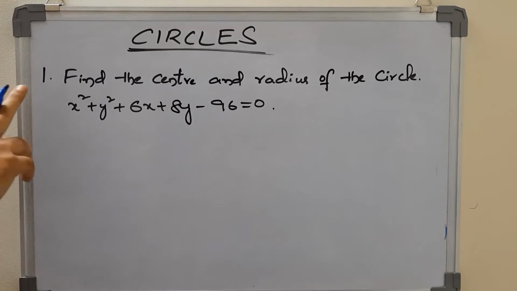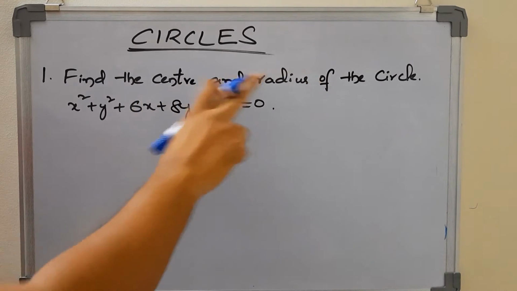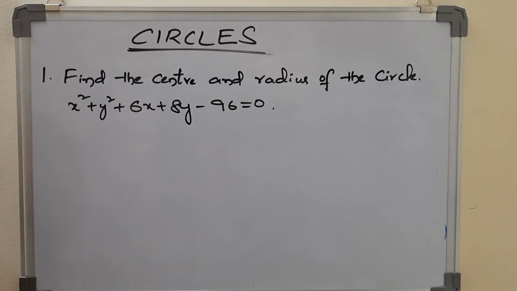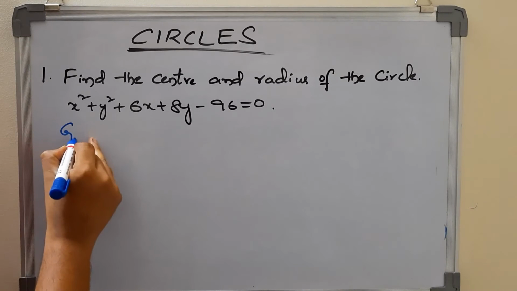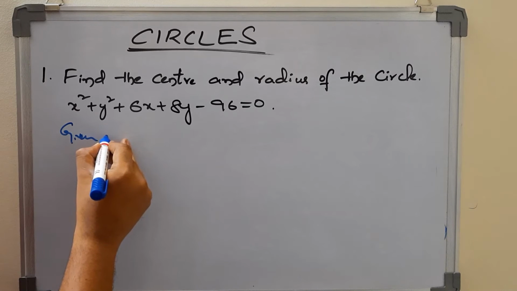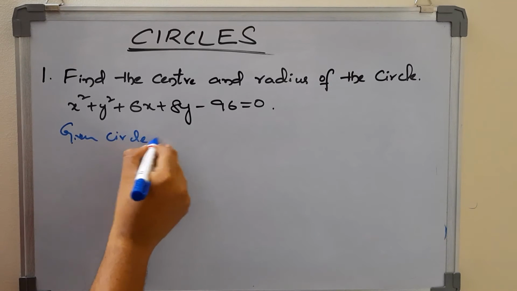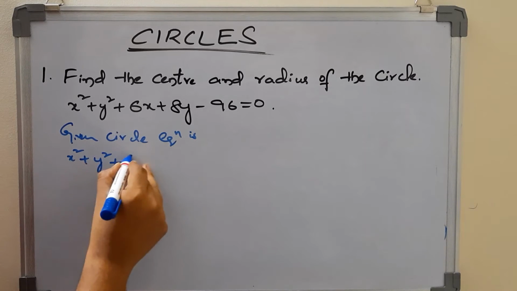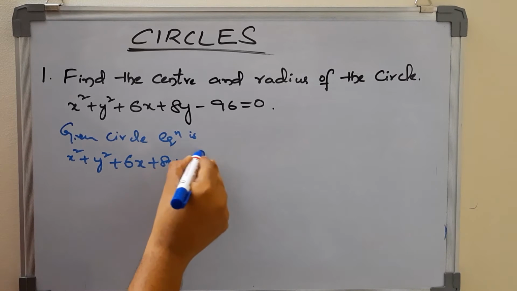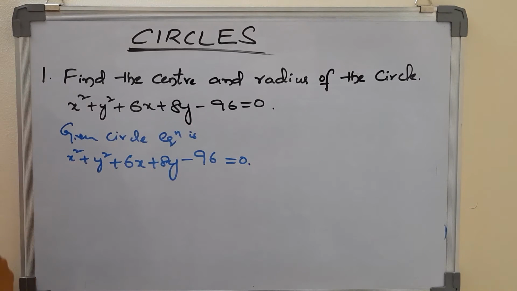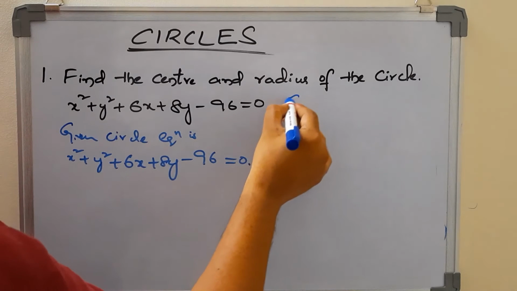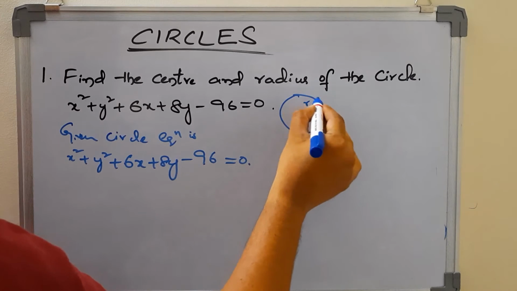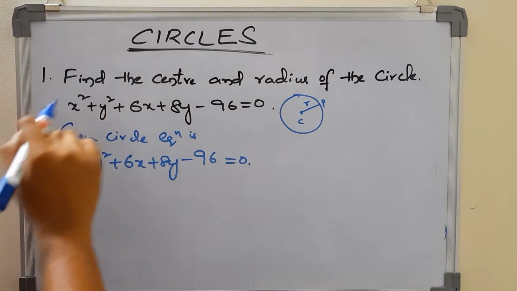Here the question is given as: find the center and radius of the circle x square plus y square plus 6x plus 8y minus 96 is equals to 0. First of all, you have to write the given circle equation: x square plus y square plus 6x plus 8y minus 96 is equals to 0. Okay, this is the circle and this one is the center. We have to find this center and this radius. Suppose consider this as P.